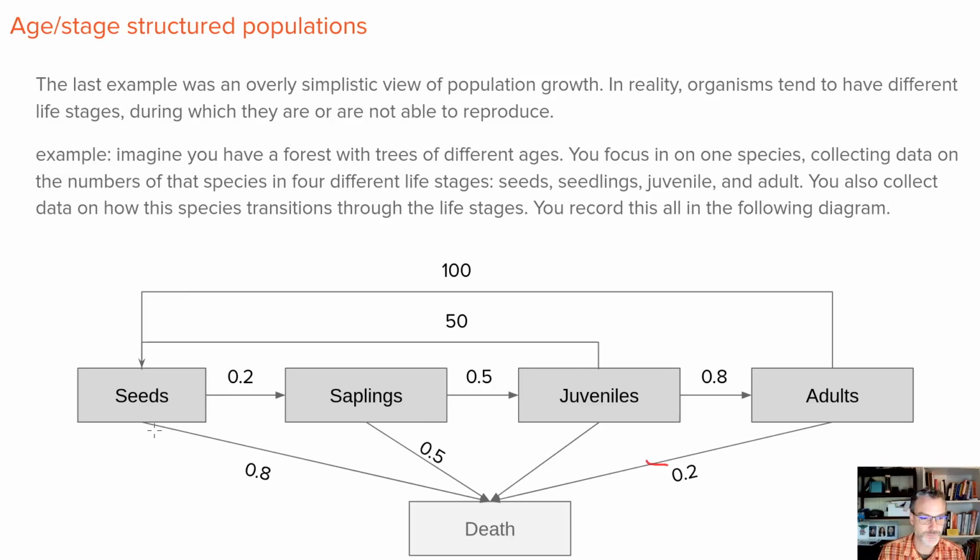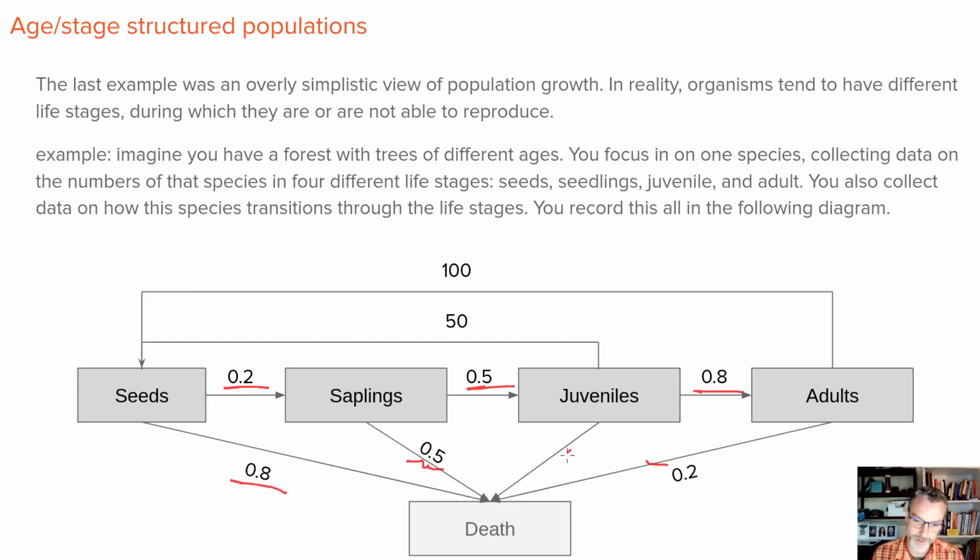There could be other stages, there could be other features in the forest that we could consider, but here we just focus on these. Okay, starting with seeds, you can imagine each seed has a 20% chance of turning into a sapling. And the other 80%, maybe they failed to germinate, maybe they were eaten by squirrels or something, and with that 80% chance, those seeds die.